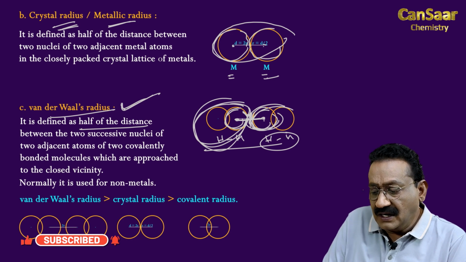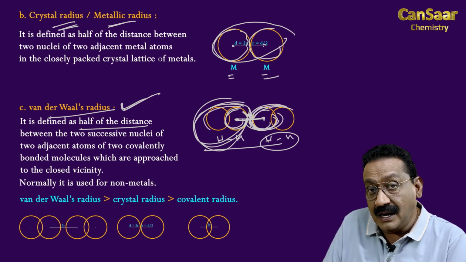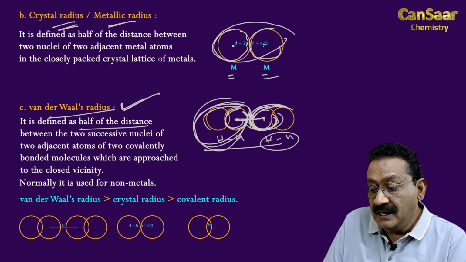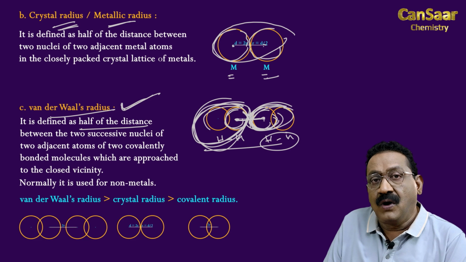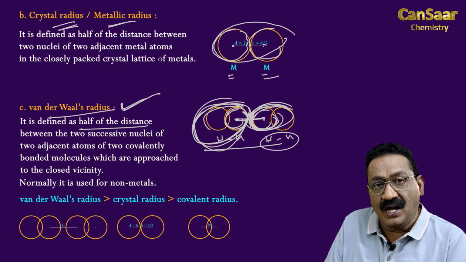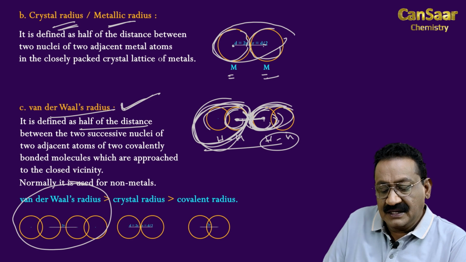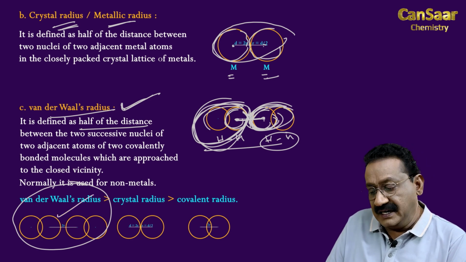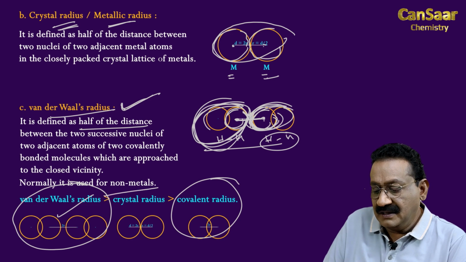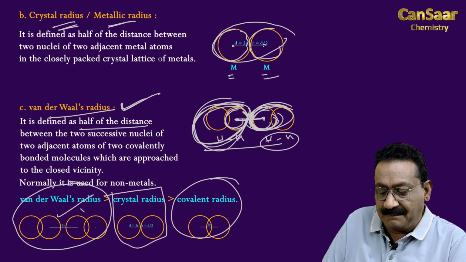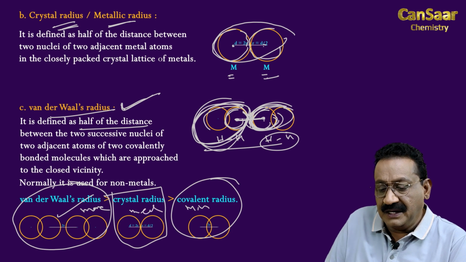Actually, van der Waals radius is for two molecules which are coming into close vicinity. No bond is involved between this molecule and this molecule. Hence, van der Waals radius, compared to metallic radius and covalent radius, is maximum. In general, van der Waals radius is maximum, covalent radius is minimum, and metallic radius is medium.